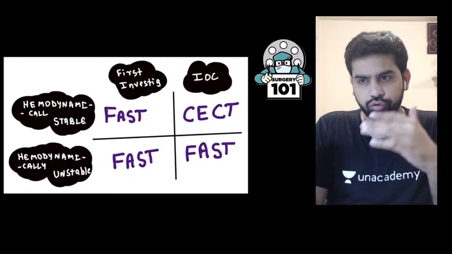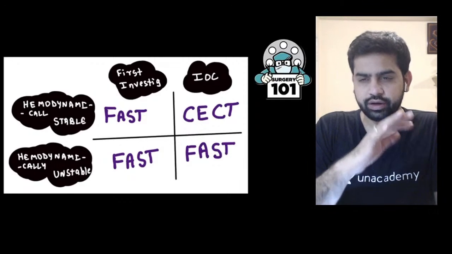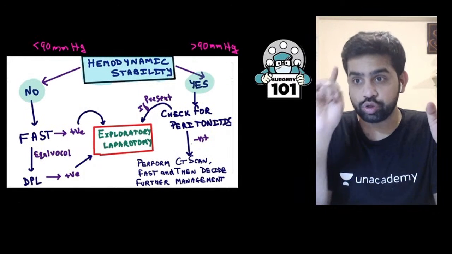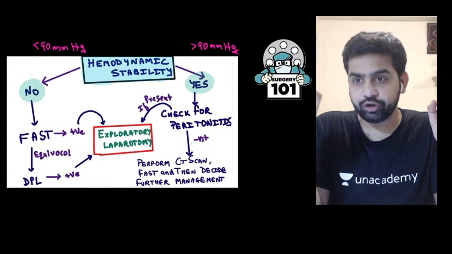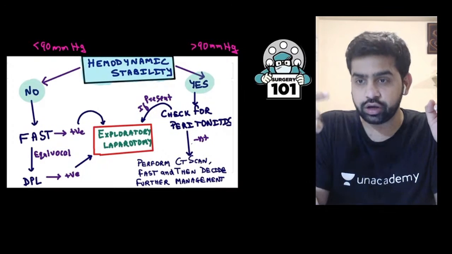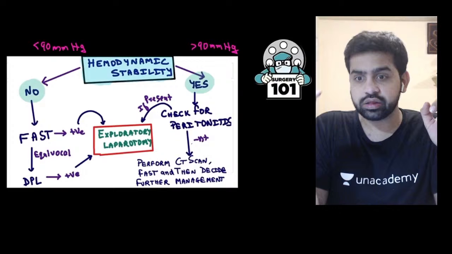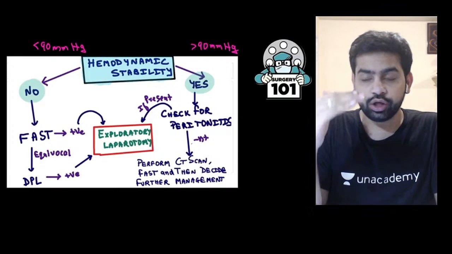Before going through this, I'll quickly revise your management protocol for blunt abdominal trauma. What is the first thing you do? You check for hemodynamic stability. If the patient is hemodynamically unstable, in other words, the systolic blood pressure is less than 90 millimeters of mercury, then you perform a FAST.